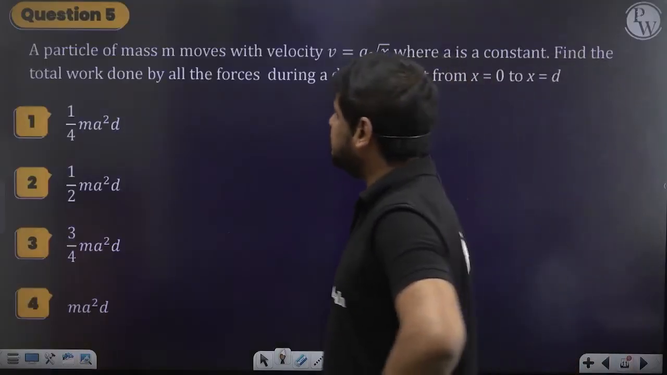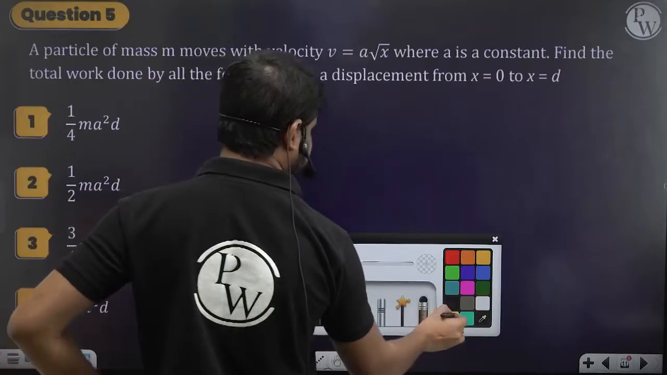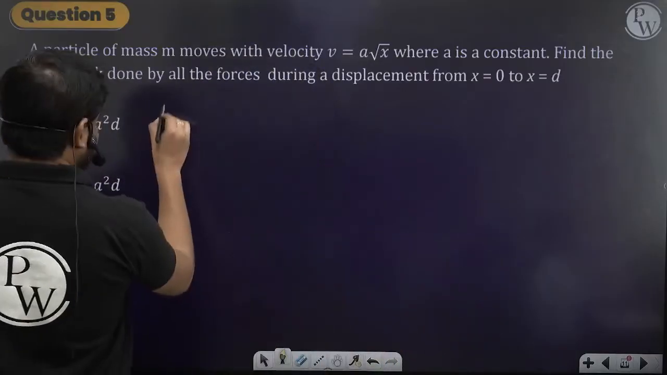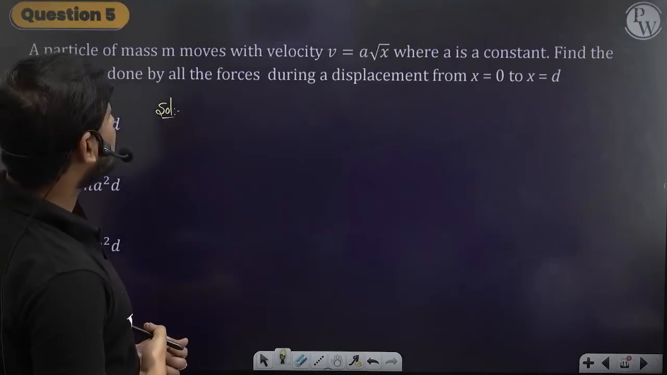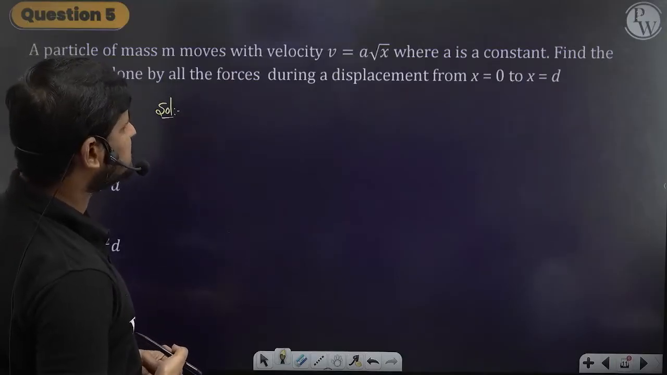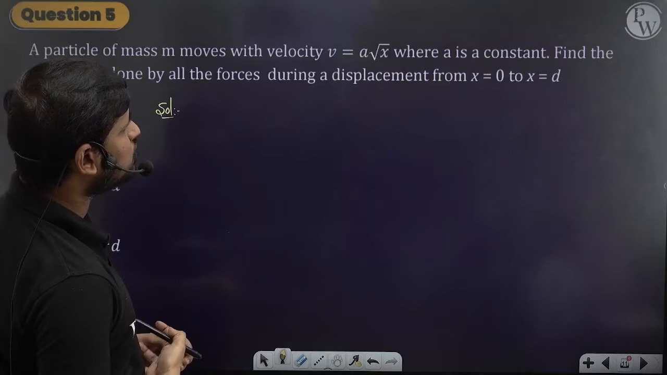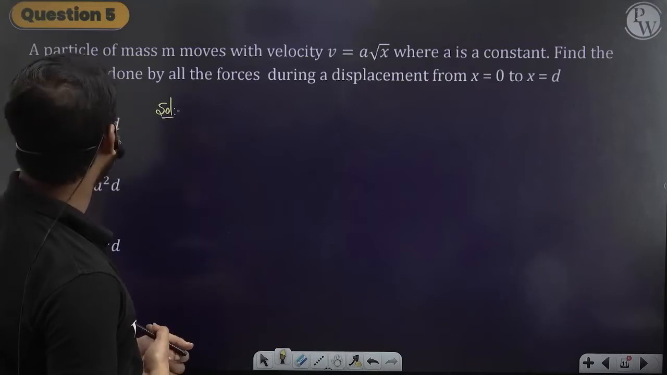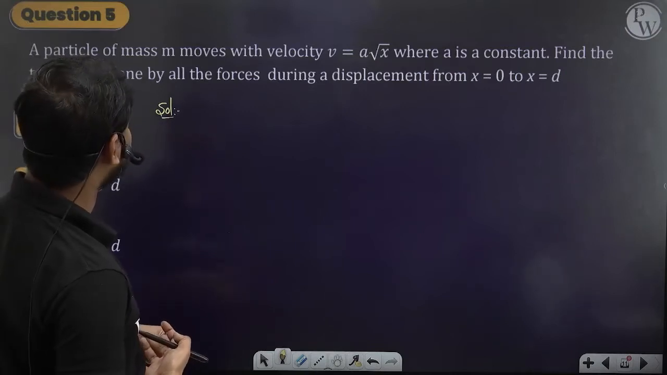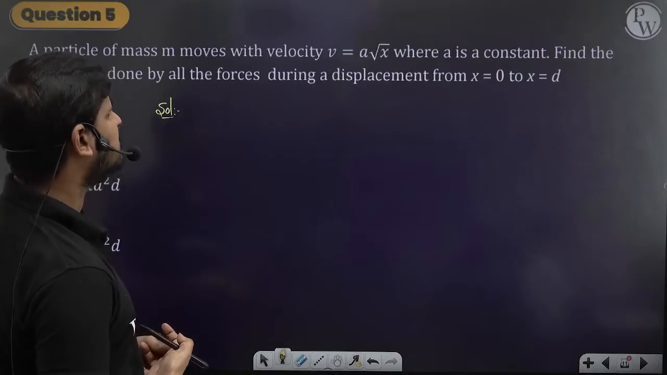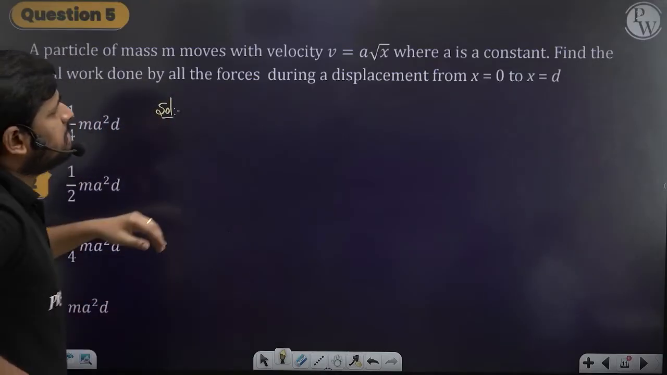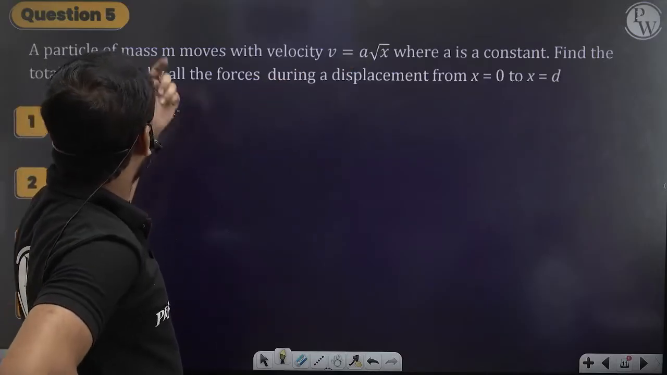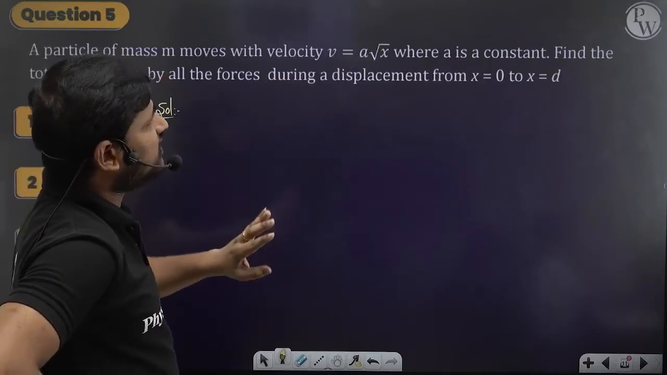So let's take one simple question, guys. Here, what does the question say? Try along with me, pause the video and try this question. A particle of mass m moves with velocity v equals a root x, where a is a constant. Find the total work done by all the forces during a displacement of x equals 0 to x equals d.